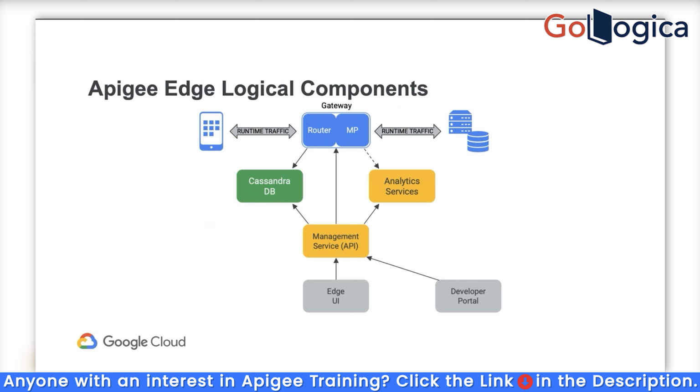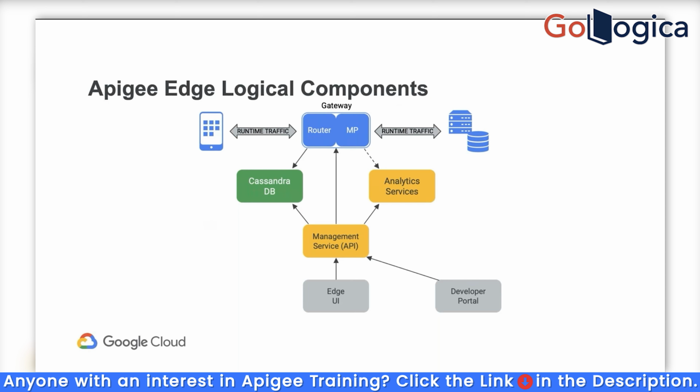Router, MP, and Cassandra, these three are also known as the API runtime, because only these three components are utilized during the API call at runtime. These three are also known as the critical path. We use two terms, either critical path or API runtime, because these three need to be up. If one of these three goes down, there can be a problem.